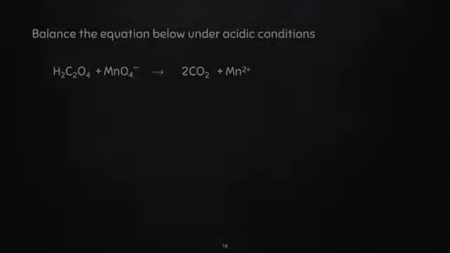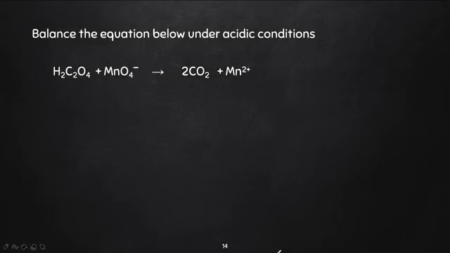Now, let's look at an example. Balance the equation below under acidic conditions. This is oxalic acid and this is manganese ion, to give us carbon 4 oxide and manganese 2 ion. So it's still quite similar to the other one, but not quite. The oxidation number of manganese in this is +7 and in this is +2. So manganese is undergoing reduction, and hence manganese is the oxidizing agent.